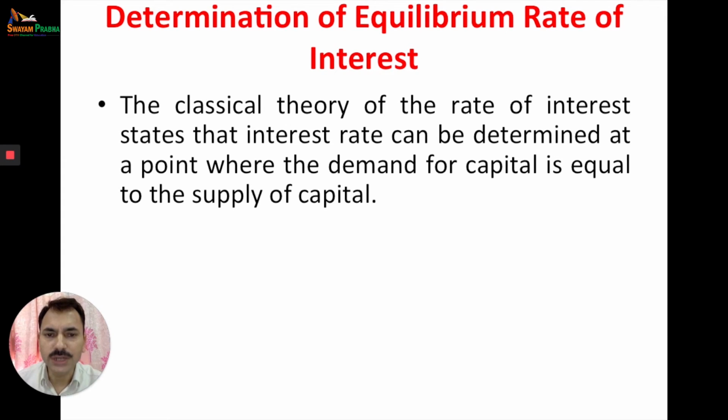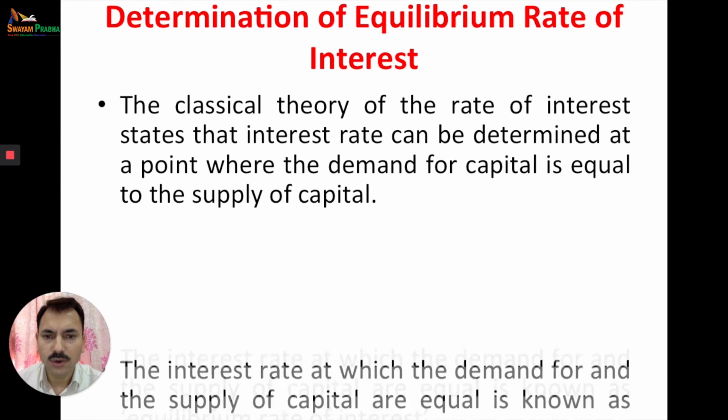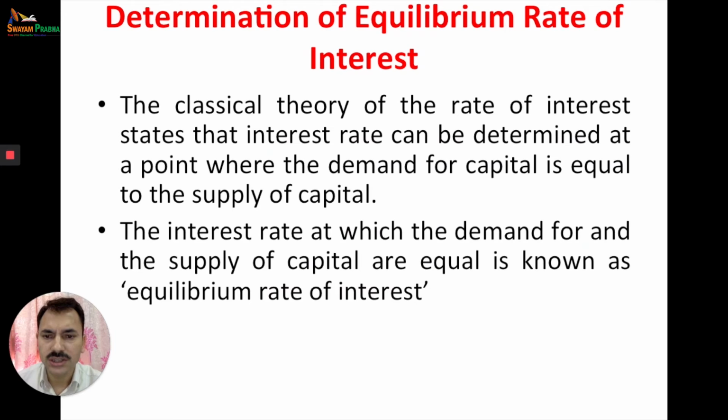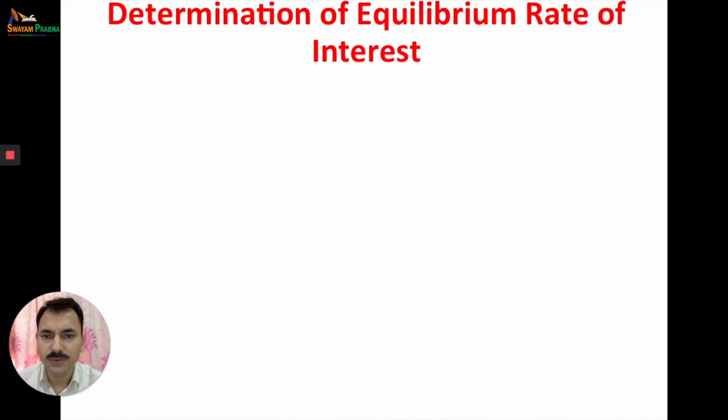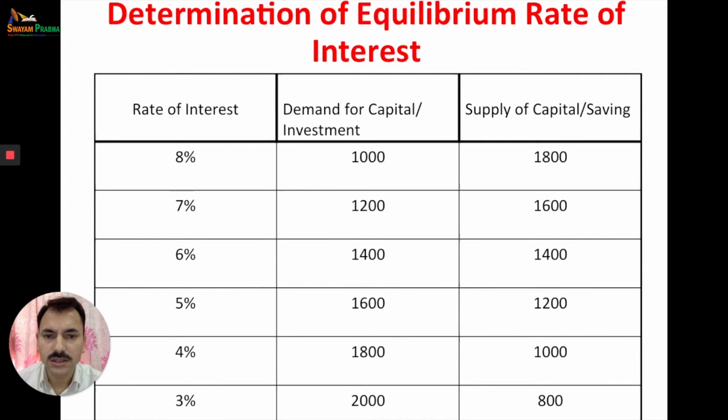Means the point where the demand for capital curve intersects the supply of capital curve, that point will be the determinant of the rate of interest. This depends upon the market mechanism, means the market forces of demand and supply, automatic adjustment. The interest rate at which demand and supply of capital are equal is known as the equilibrium rate of interest. This can be explained with the help of the following table and diagram. Let us first discuss the table.